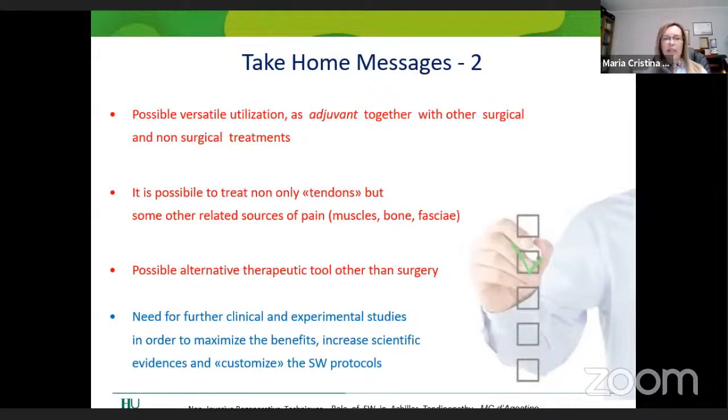And the great advantage is the possibility to treat not only tendons, but some other related sources of pain, for example, from muscles, bone, and fascia. And sometimes it can be considered as an alternative therapeutical tool other than surgery.